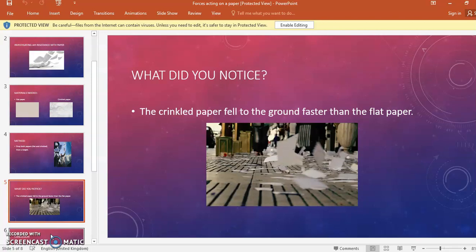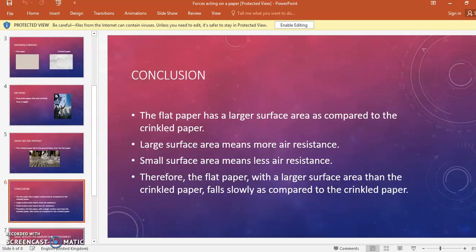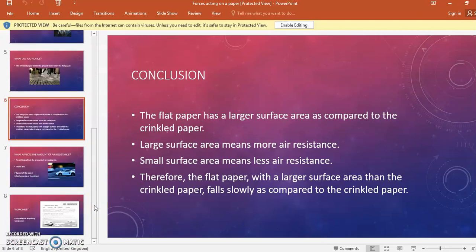So there is a question, why? What is the reason behind it? So the reason or the conclusion is the flat paper has a larger surface area as compared to the crinkled paper. Large surface area means more air resistance. Small surface area means less air resistance. Therefore, the flat paper with a larger surface area than the crinkled paper falls slowly as compared to the crinkled paper. Okay.